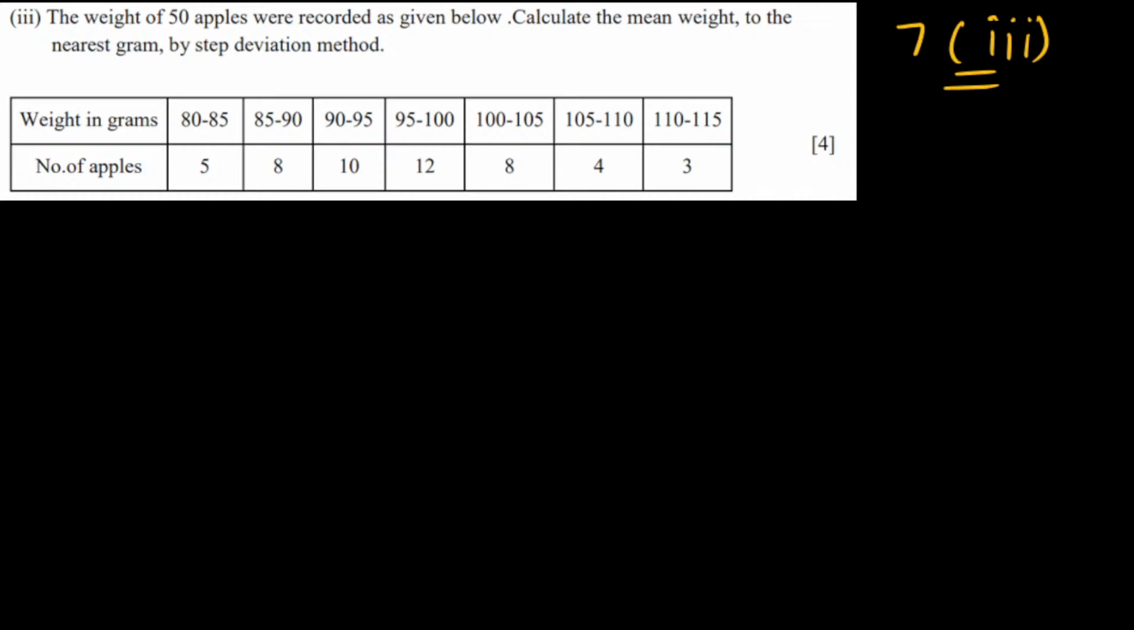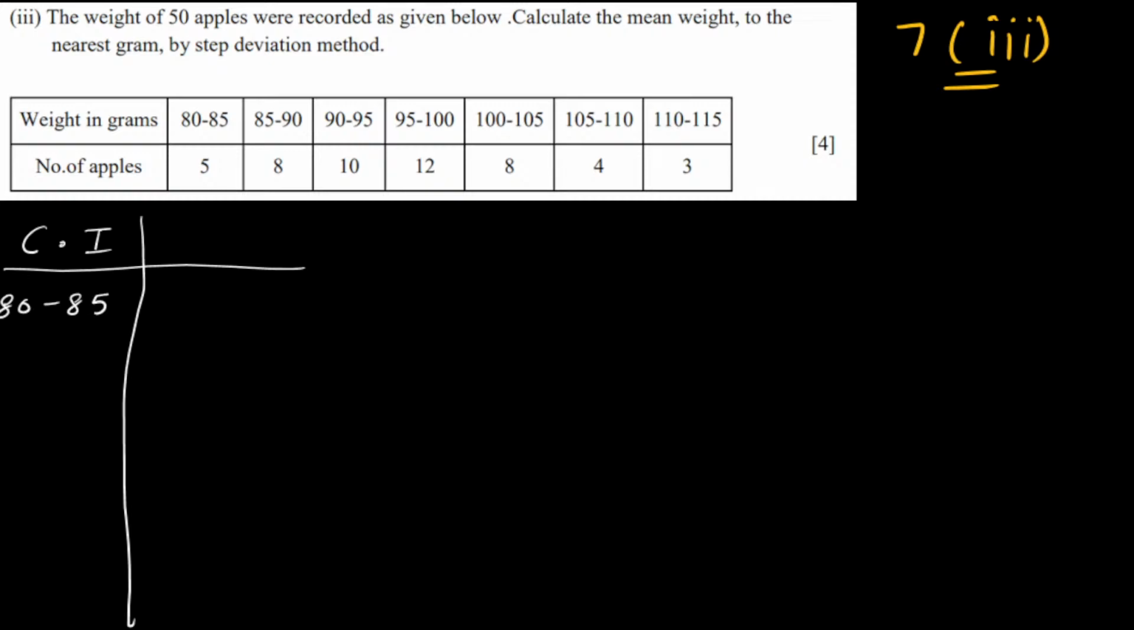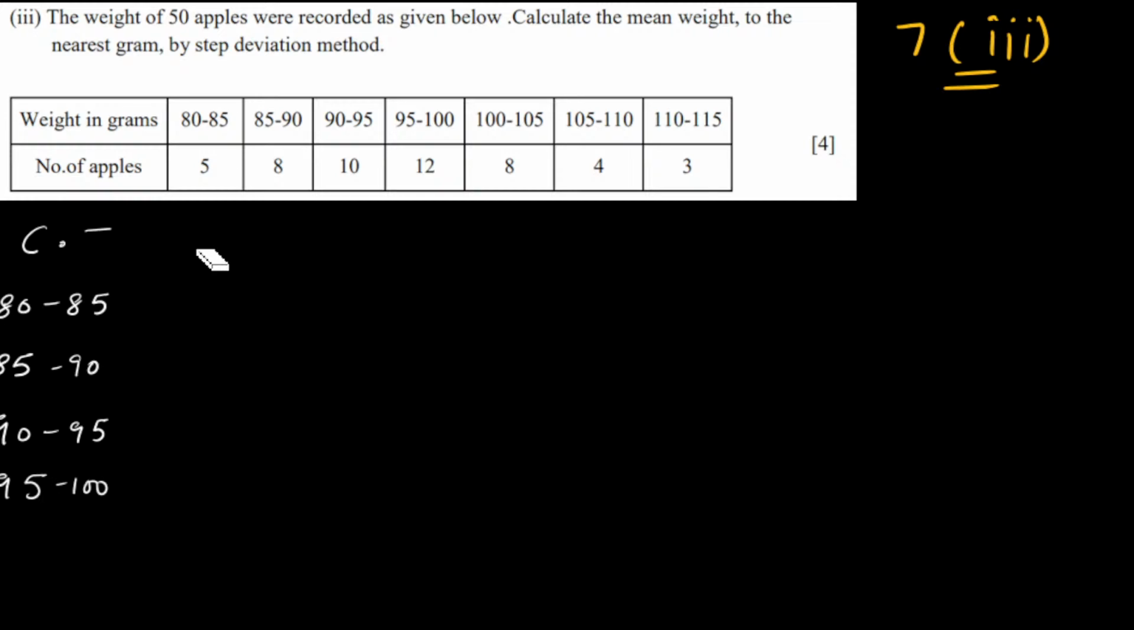Weight means class intervals are given to us. It's better to complete the table in a good way. So this question we have to do in tabular form. Class interval is given to us. I'll just write 80 to 85, then 85 to 90, 90 to 95, 95 to 100. I think here I have less space. I'll just rewrite it once again.